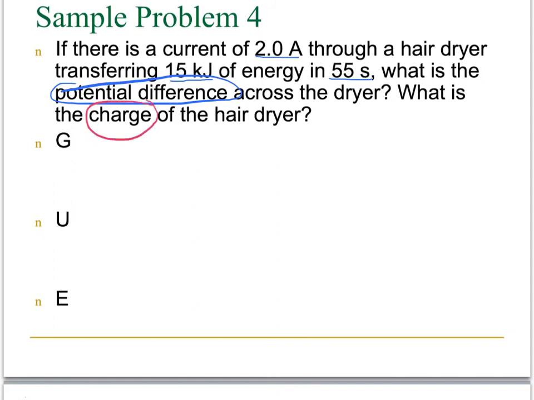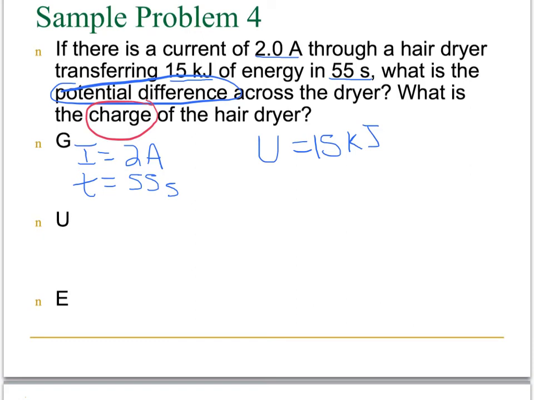Our given information says that current is 2 amperes, time is 55 seconds, and the energy is 15 kilojoules. That number is the only one in the given information that has an SI prefix, so that's the only one we need to convert.